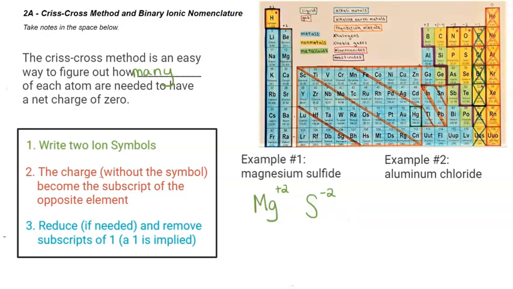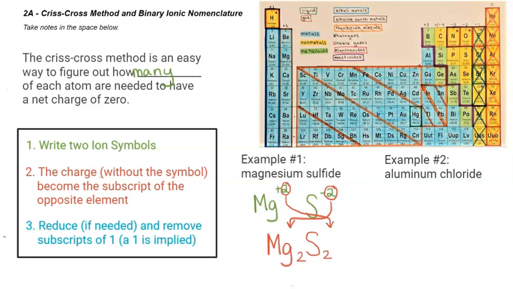So there's step 1. Then the next step of the crisscross method is that the charge, without the symbol or the sign, becomes the subscript of the opposite element. So what I mean by that is we'll write the formula, we'll write Mg, and take the 2 from sulfur and make it the subscript on magnesium. So the 2 now comes to the bottom as the subscript, and that tells us how many magnesiums we need. And then we'll do the same thing. We'll take the superscript, or the charge from magnesium, and bring it down to become the subscript on sulfur.